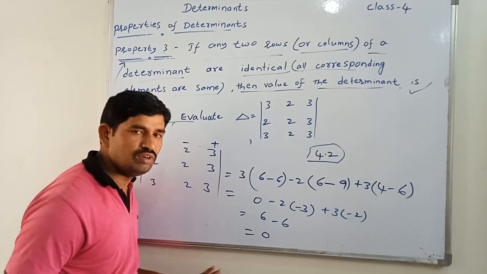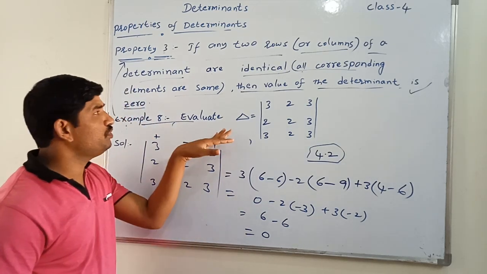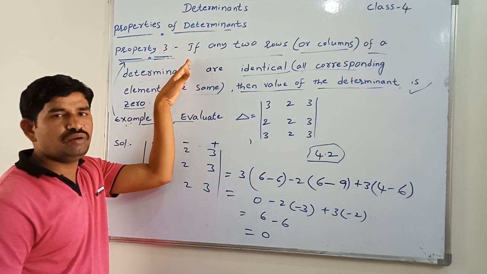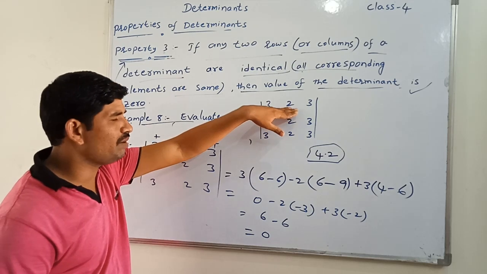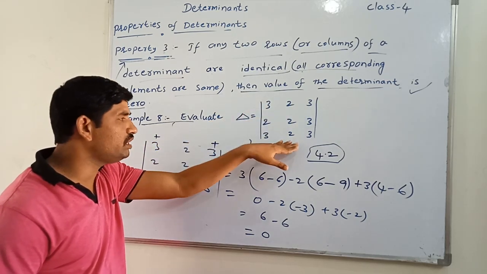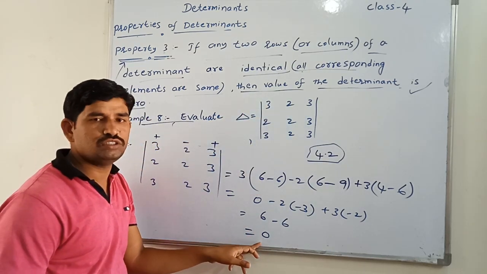Finally we got the result: 0. If you don't know property number 3, simply by using the expansion of the determinant, the value of the determinant is 0.